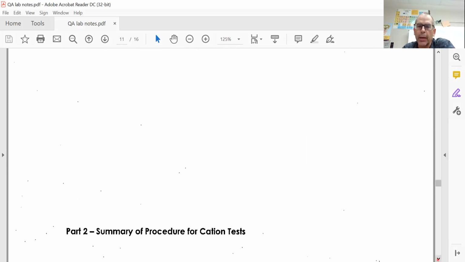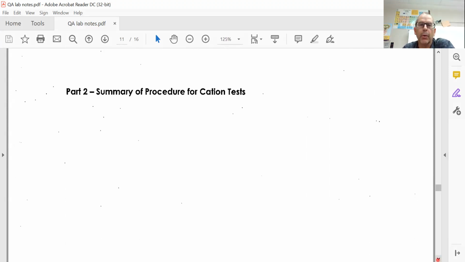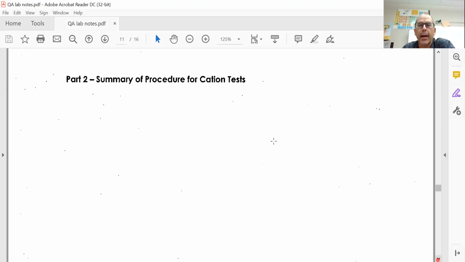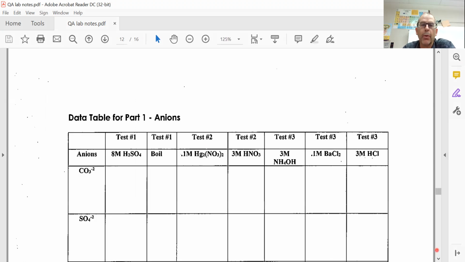By taking time looking at it and coming in with a plan, it's going to make lab go a lot more smoothly. When you get to the cation tests a couple days later, you're going to do the same thing. Read the summary. I think it's 1 page of things, and you can just summarize some key things there and break it down in a brief summary. So you have that and you're ready to go.